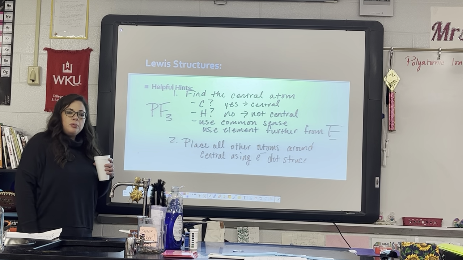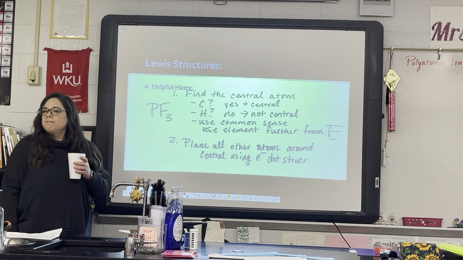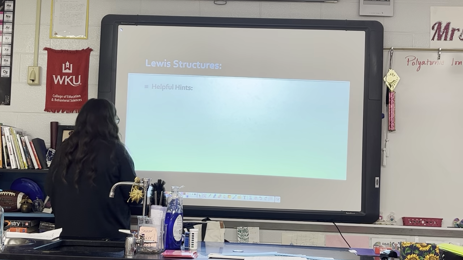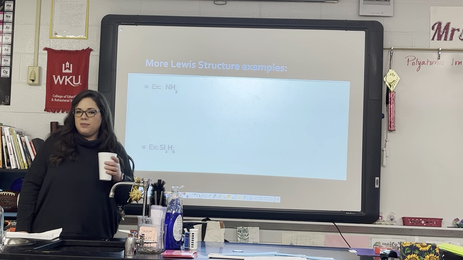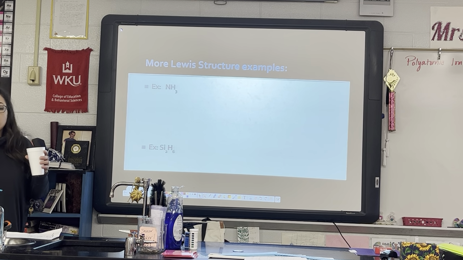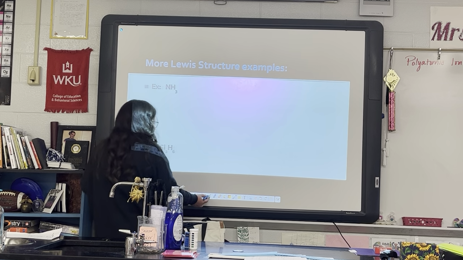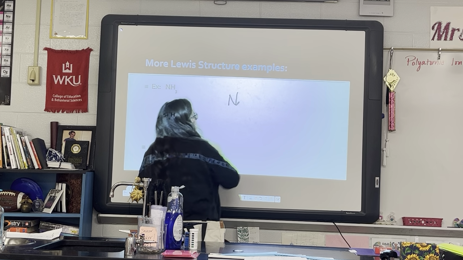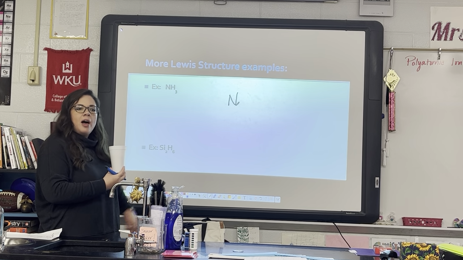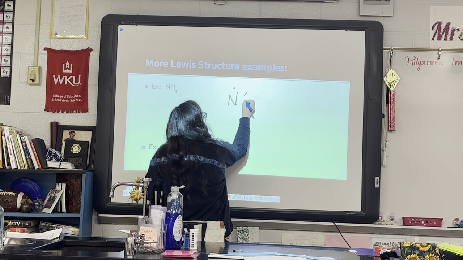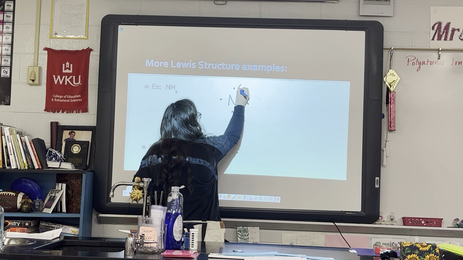Alright, we ready for some examples? Alright, first one, NH3. Using common sense, which one should we put in the middle? Nitrogen. Which element do we know should never go in the center? Hydrogen, okay? So we're going to start with nitrogen. And nitrogen is in group 15, so how many valence electrons? Five. So start there. So 1, 2, 3, 4, 5.